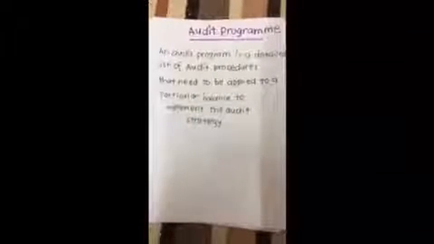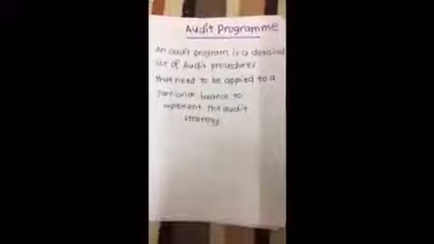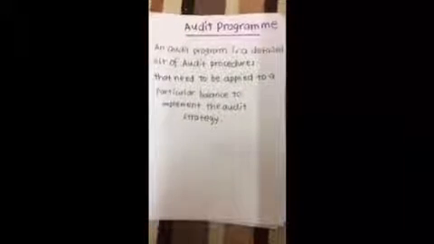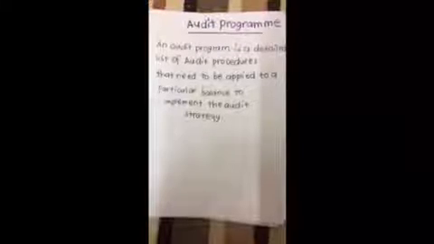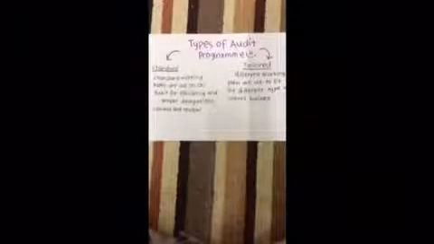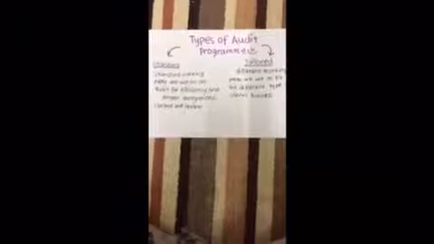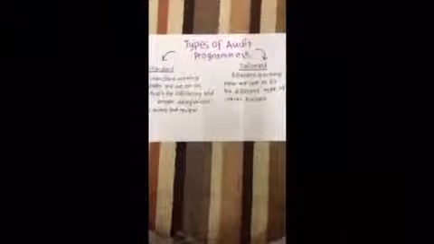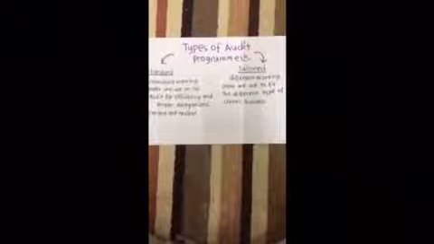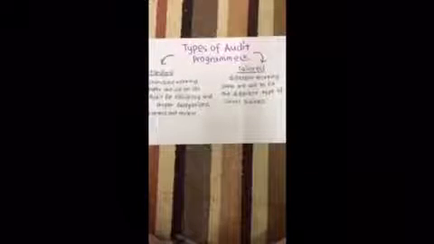Audit program. An audit program is a detailed list of audit procedures that need to be applied to a particular balance to implement the audit strategy. First, standard. Standard working papers are used on all audits for efficiency and proper delegation, control, and reviews. Second, tailored. Different working papers are used to fit the different types of client business.